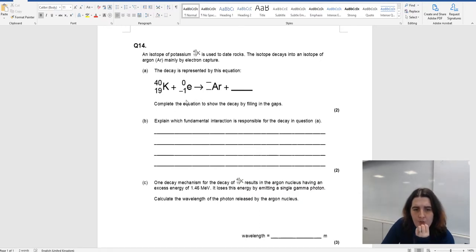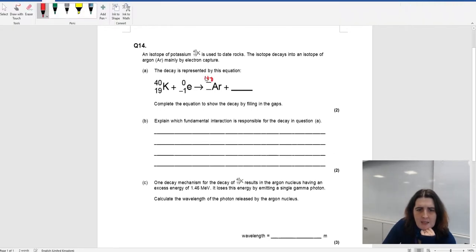So to conserve, we're going to look at here. So what's going to happen here? These numbers, of course, are going to be 40 and 19 minus 1, so it's going to be 18. And to conserve lepton number, given the fact that this is a lepton on this side, I must emit a neutrino, and specifically an electron neutrino here with no charge.